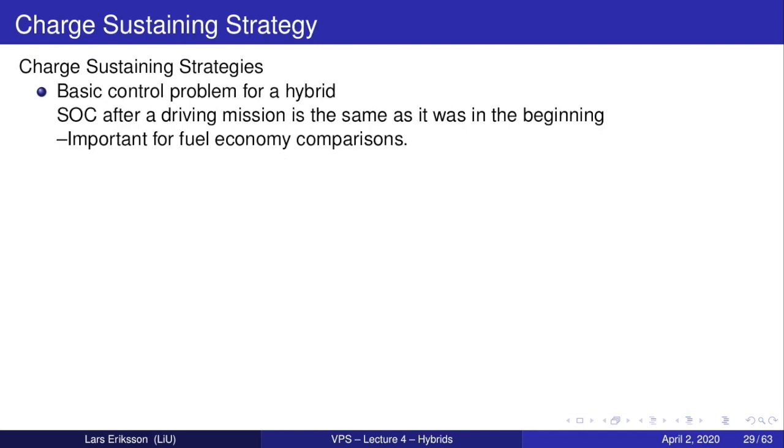When we talk about hybrid vehicles and control of them, charge sustaining strategies become an important concept. When we look at basic control for a hybrid vehicle, the state of charge after the driving mission should be the same as it was in the beginning. This is important if we're going to make fuel economy comparisons. Otherwise, we could cheat in terms of fuel economy by starting with a battery that's at a high state of charge and ending at a low state of charge. That would reduce the fuel consumption, but that would affect future driving, because in future driving we would need to fill up the battery again. So therefore, charge sustaining is an important part.